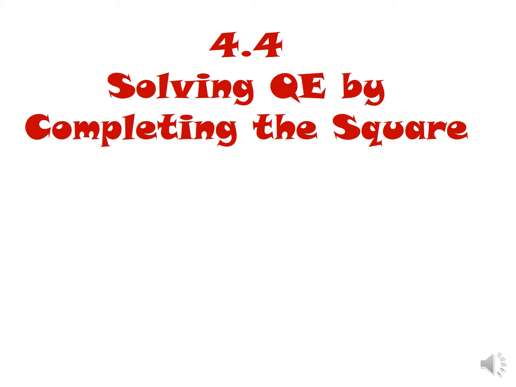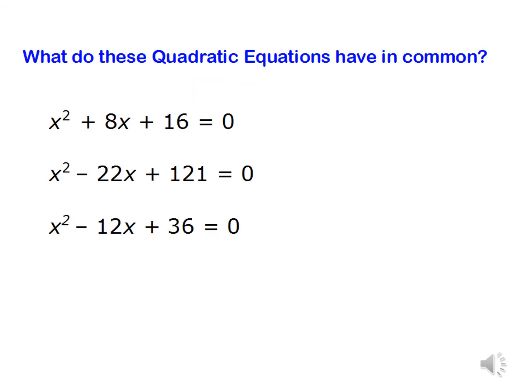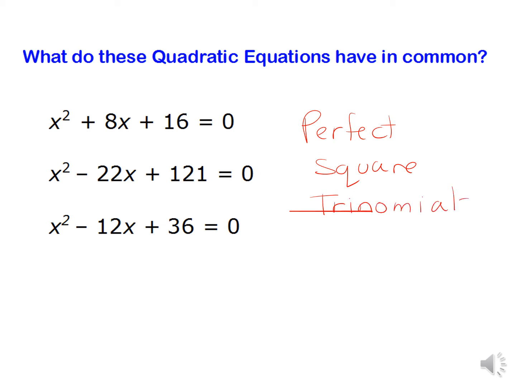Okay, today in IM2 we're going to learn how to solve quadratic equations by completing the square. So the first thing we need to look at is, what do these quadratic equations have in common? Stop and think about it for a minute. Okay, they are all perfect square trinomials. And we're going to be using perfect square trinomials a lot with completing the square. So you want to be able to recognize them. Okay?